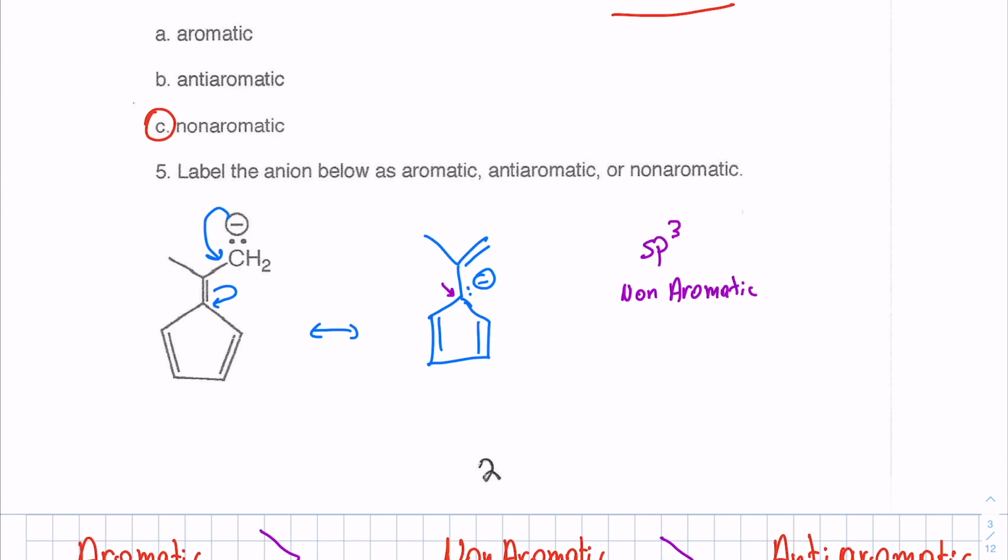However, let's assume this lone pair is donated into the p orbital right there, the empty p orbital. And once it's donated to the p orbital, this carbon becomes an sp2 hybridized carbon. And we count 1, 2 on this one. There is 1, 2, 3, 4, 5, 6. So now in this case, we have 6 pi electrons. And now it follows the 4n plus 2 rule, meaning it's going to be aromatic.